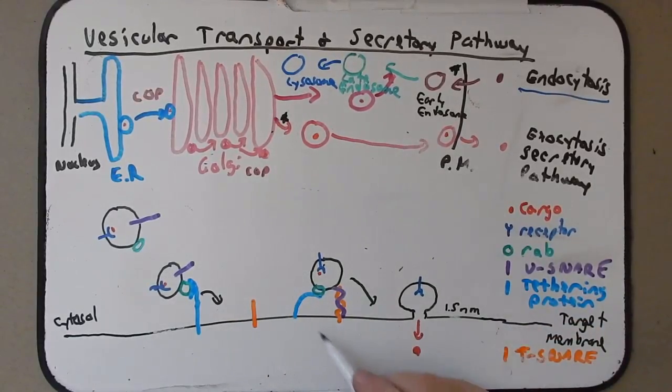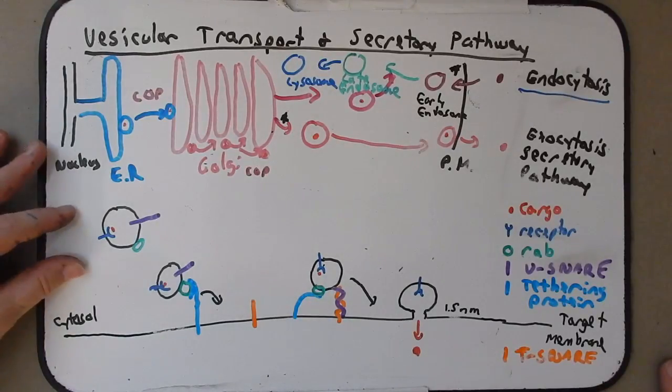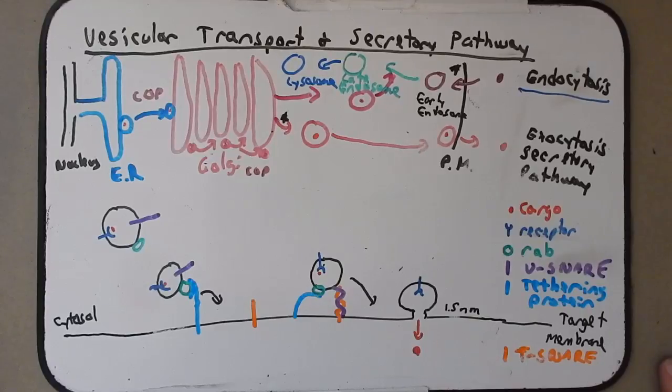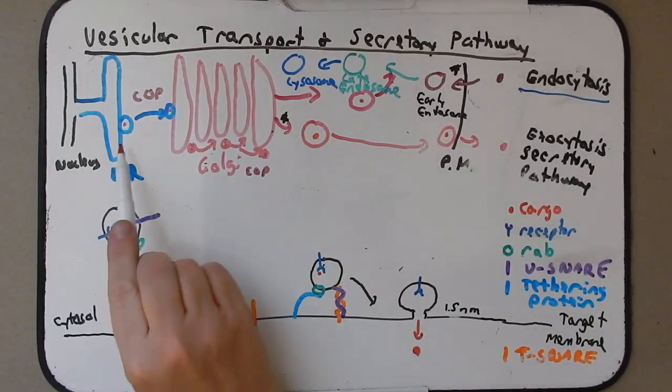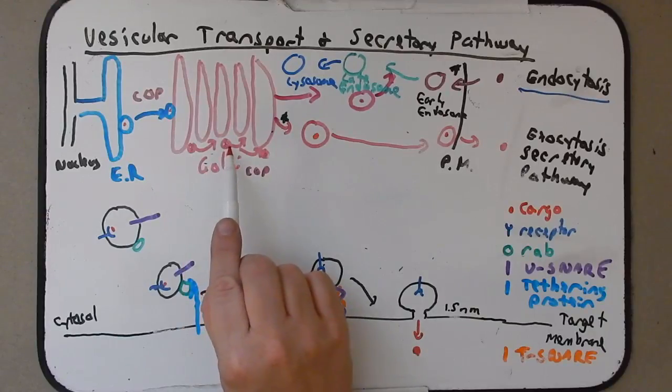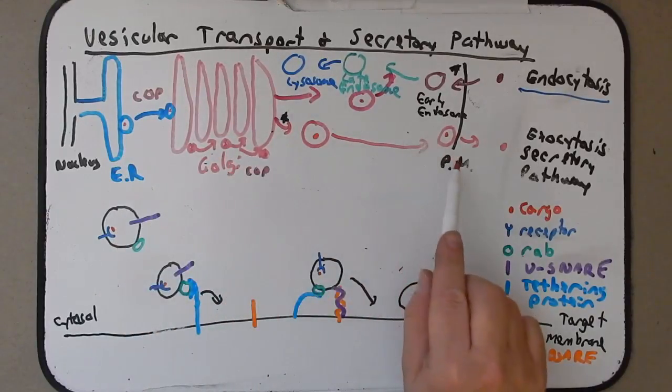Then, once the cargo is released, the V snares and T snares and the tethering proteins and the Rabs are now recycled to redo this whole process one more time, or many times. So what we've described in the past couple whiteboards is how a vesicle is formed from the originating membrane using a Clathrin coat or some other coat protein, and then how that vesicle moves along the cytoskeleton and ultimately interacts with the target membrane and fuses with it, releasing the cargo. And this is what happens at each of these steps as the vesicle moves from one compartment to the next compartment to the next compartment.